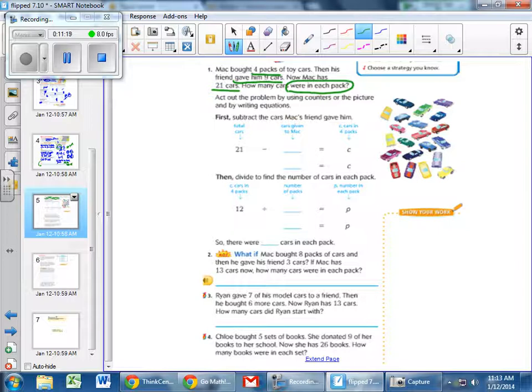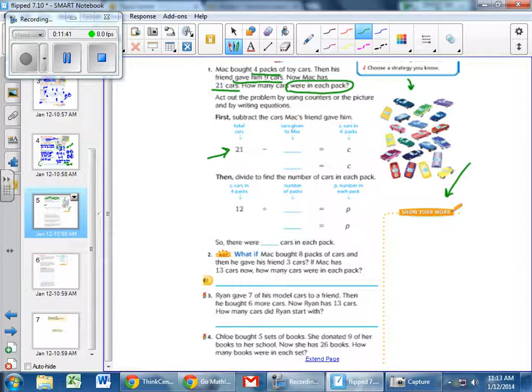Okay. Act out the problem by using counters or the picture and by writing equations. So you can use their pictures here, you can use your white space here. First, subtract the cars Mac's friend gave him. So his total amount of cars that he has is 21 cars. At the end, it says now Mac has 21 cars. So your total cars is 21.